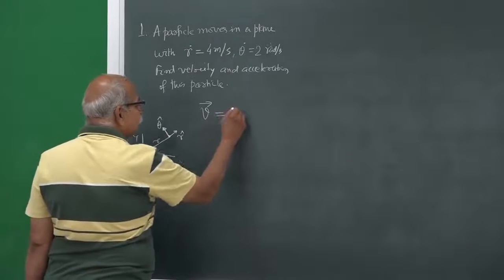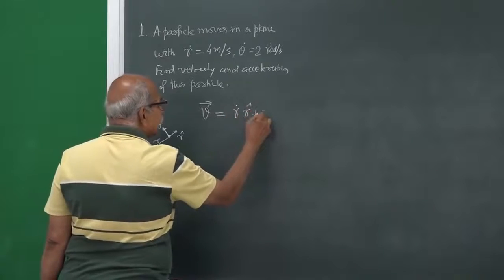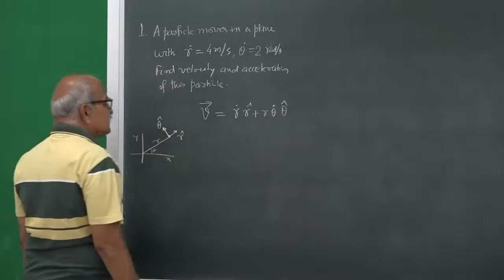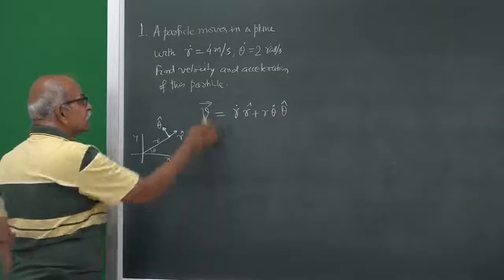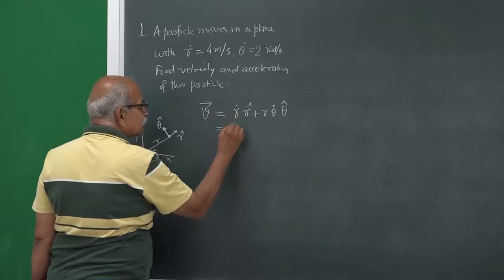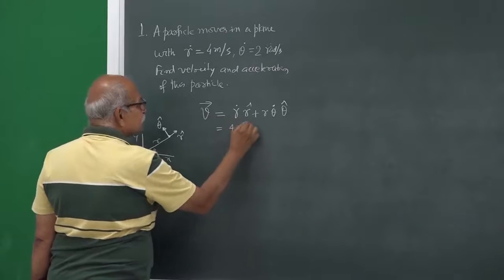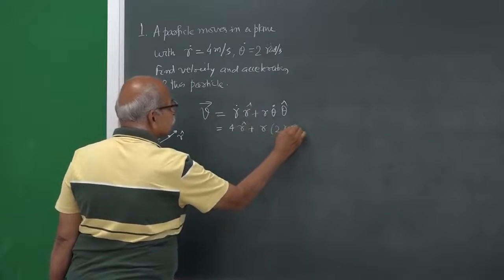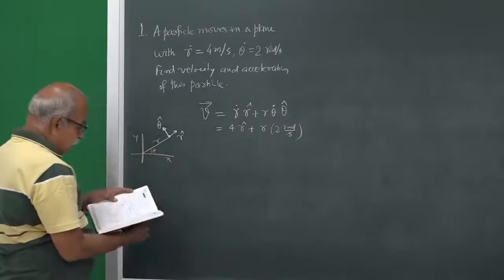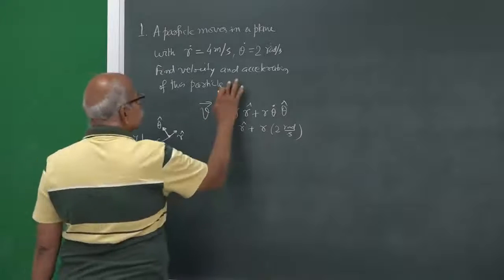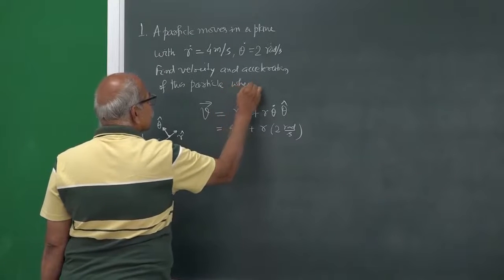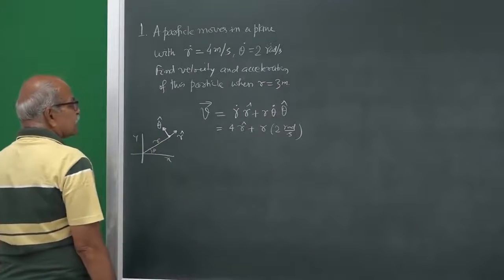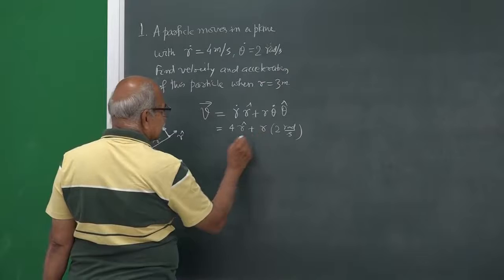So, v is equal to r dot r cap plus r theta dot theta cap. That is the expression for velocity, and r dot is given here, 4 meter per second, and theta dot is given, 2 radian per second, when r is 3 meters. So, that is also in the question. Find the velocity and acceleration of this particle when r is 3 meters. So, you can put this 3 here.